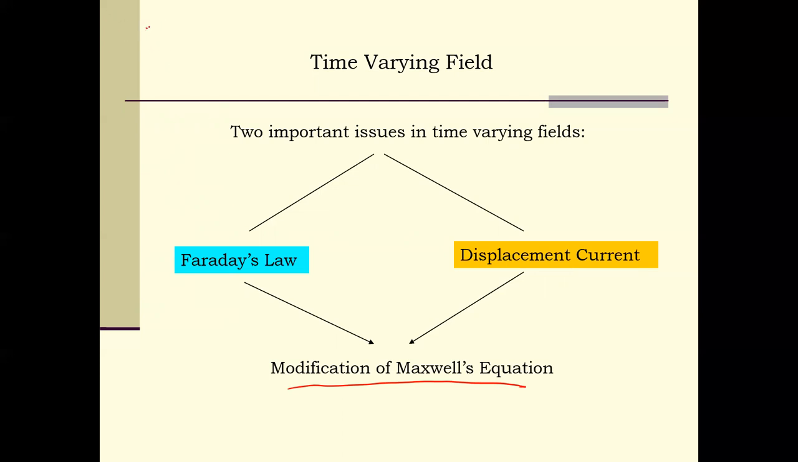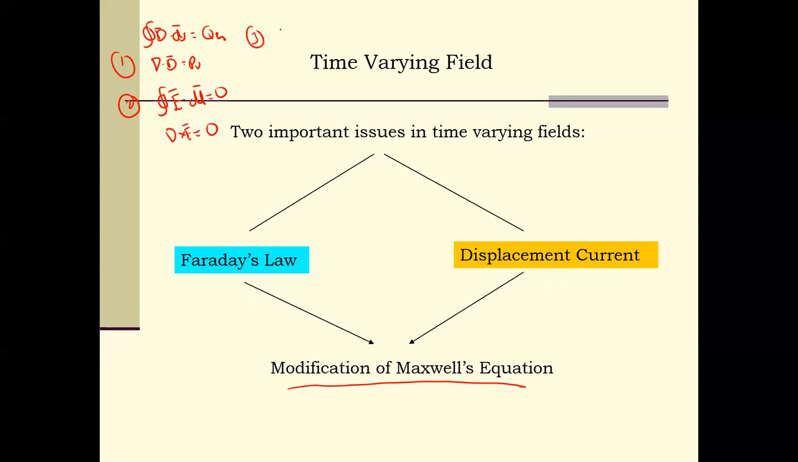We have the closed surface integral of D dot dS equals the enclosed charge. This is for Gauss's law. In terms of the point form, we have divergence of D equals rho v. Then number two, we have the equations of potential, related to chapter four: the closed loop integration of E dot dl equals zero, and curl of E equals zero in point form.